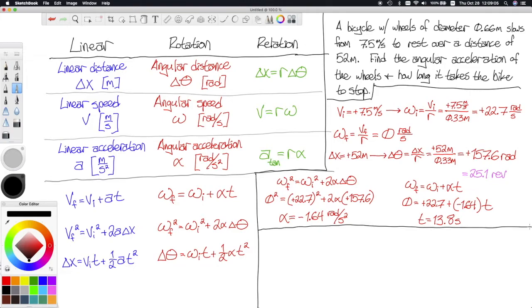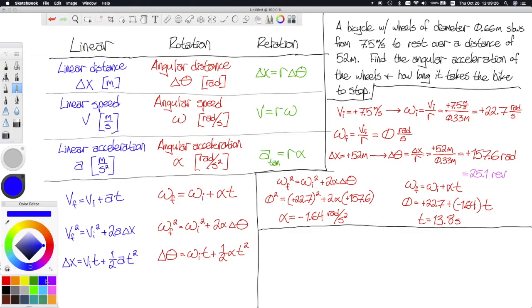This is one way to do this problem, but it's not the only way. We picked our lane of rotation land and we stayed in that lane the entire time, converting all of our variables over to angular quantities. But another option here is to do all of our math in linear land and then just convert over at the end.